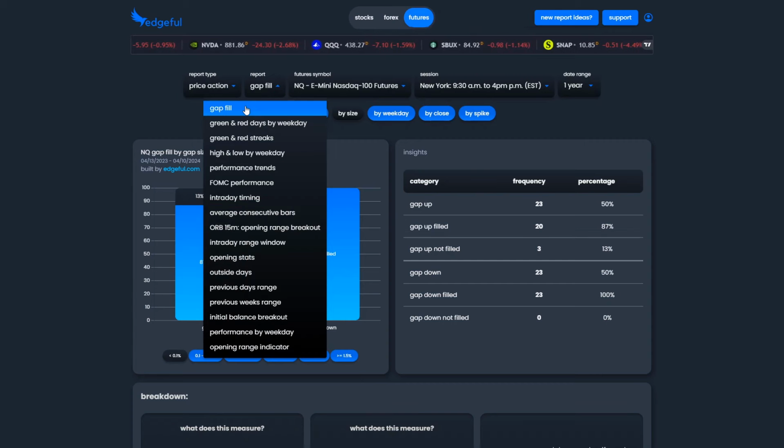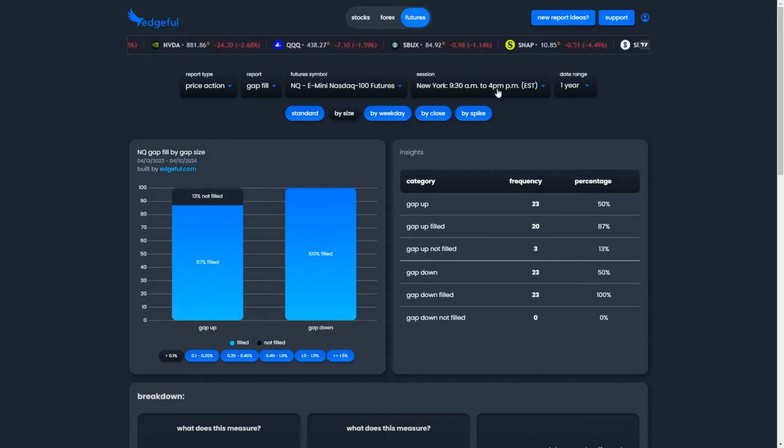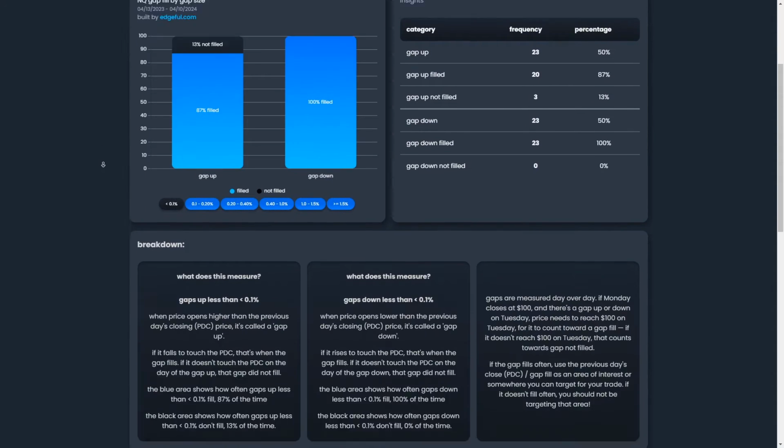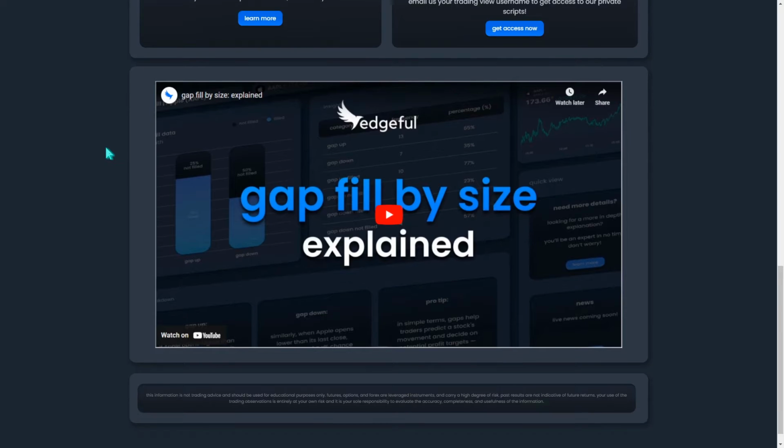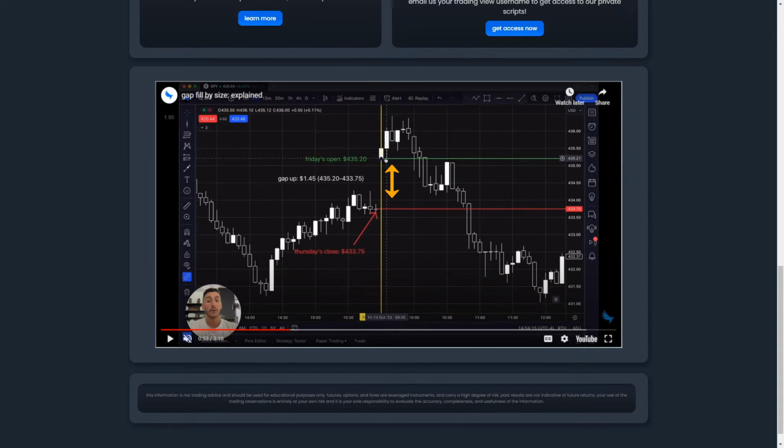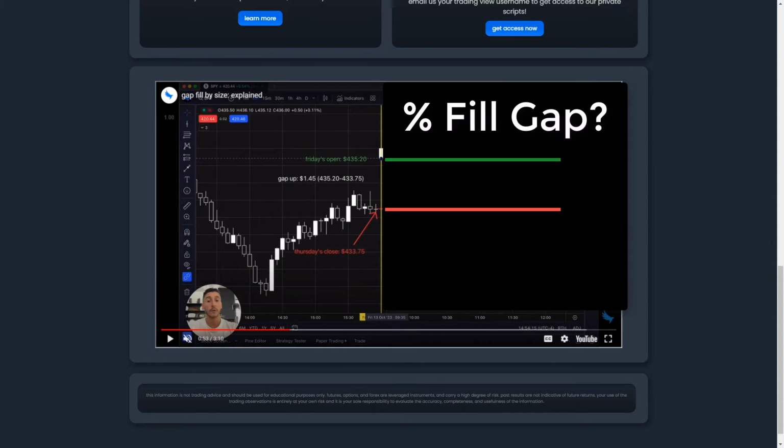First report we're looking at is the gap fill. We're on NQ, the New York session, in the last 1 year of data. If you scroll down, each report has a video explaining what those specific stats are. As the name suggests, a gap is when the close and the following open are at different prices. Here we close lower and open higher, so this would be a gap up. We want to know how often price will go down and touch yesterday's close by the end of the day.